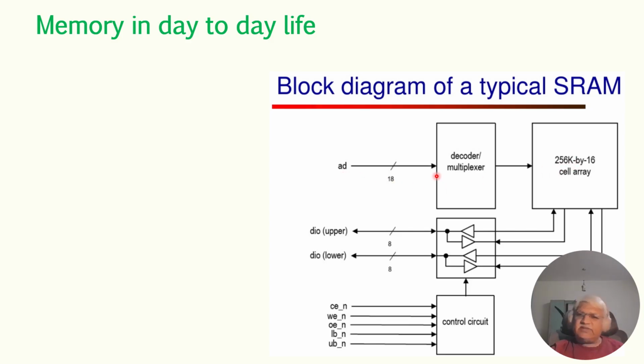So 16 address lines have to be made, and these have to be decoder multiplexed so that you will be able to access 256K address lines. And since it is a 16-bit data bus, so 8 plus 8. Here it is kept like an upper array and a lower array. However, the total number is the same as here.